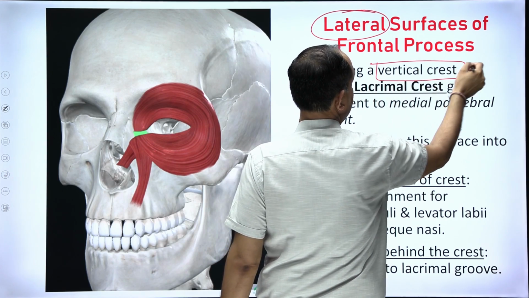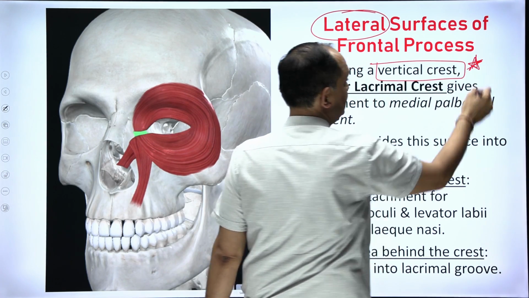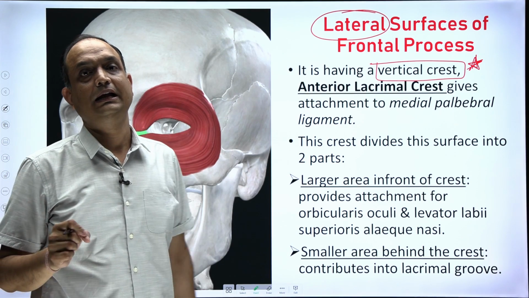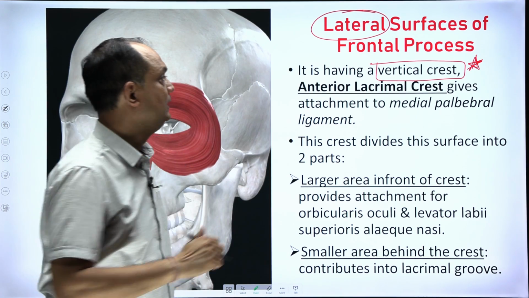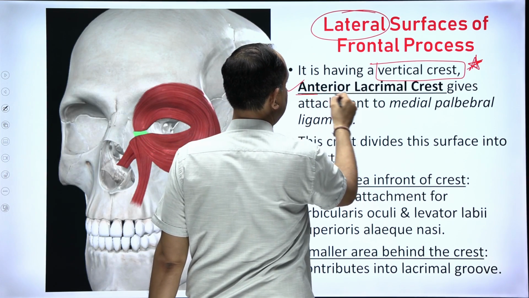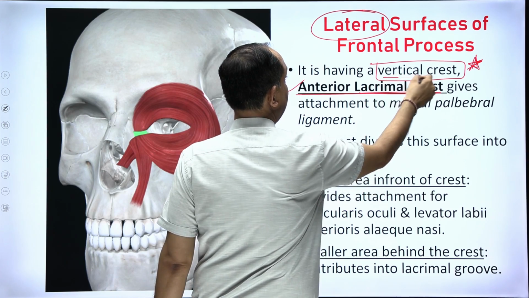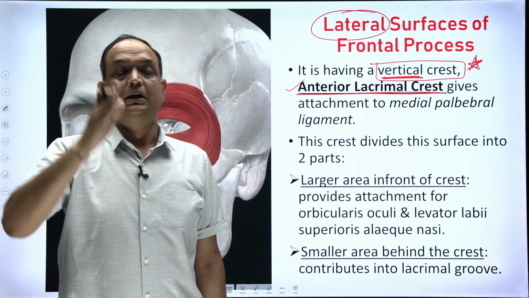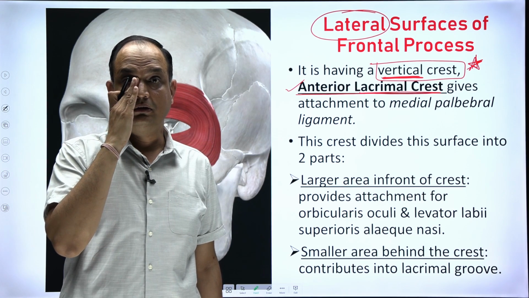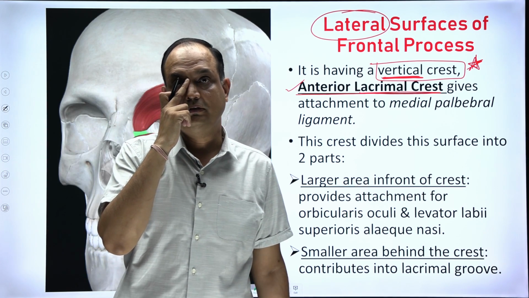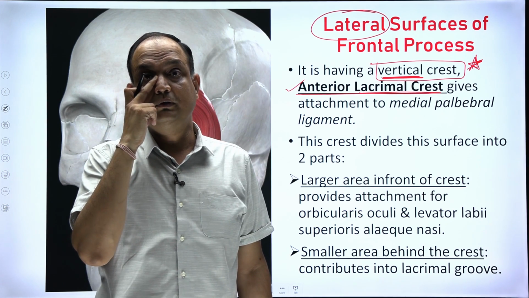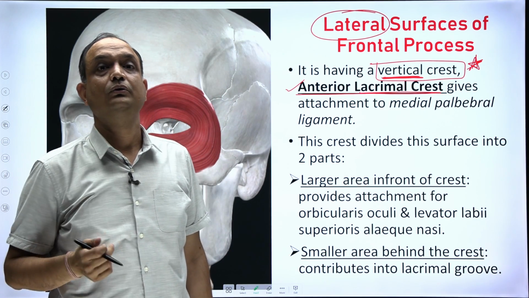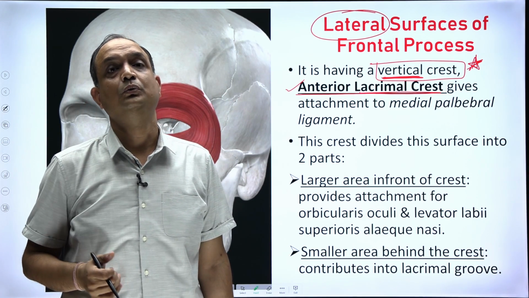Now this is a very important landmark. This crest is known as the anterior lacrimal crest. What is the name? Anterior lacrimal crest. This crest is vertical, so this is the important thing. It is a vertical crest. Now this crest is present on the lateral surface or outer surface of your frontal process, and here it is going to divide this surface into two parts.